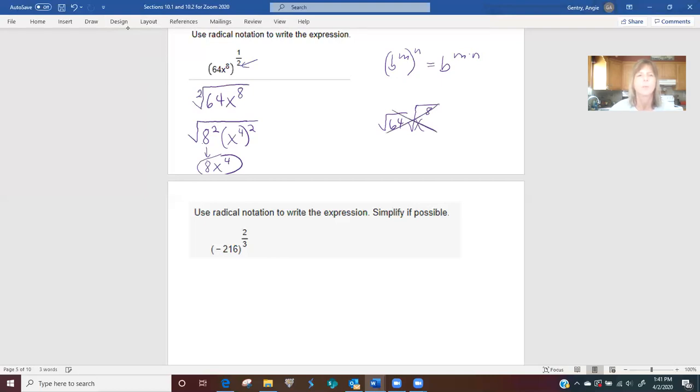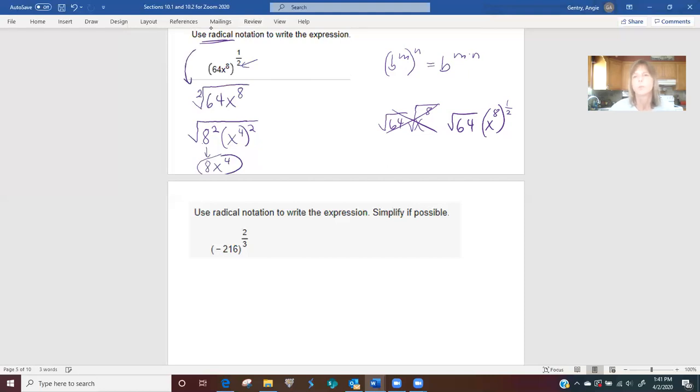Some of you don't like it when I make things more confusing, but you could have written this as the square root of 64 times x to the 8th to the 1/2. 8 times a half is 4, you see? But then it didn't have a radical anymore. I didn't even use a radical. And here it says use radical notation, so you really should do it like this.